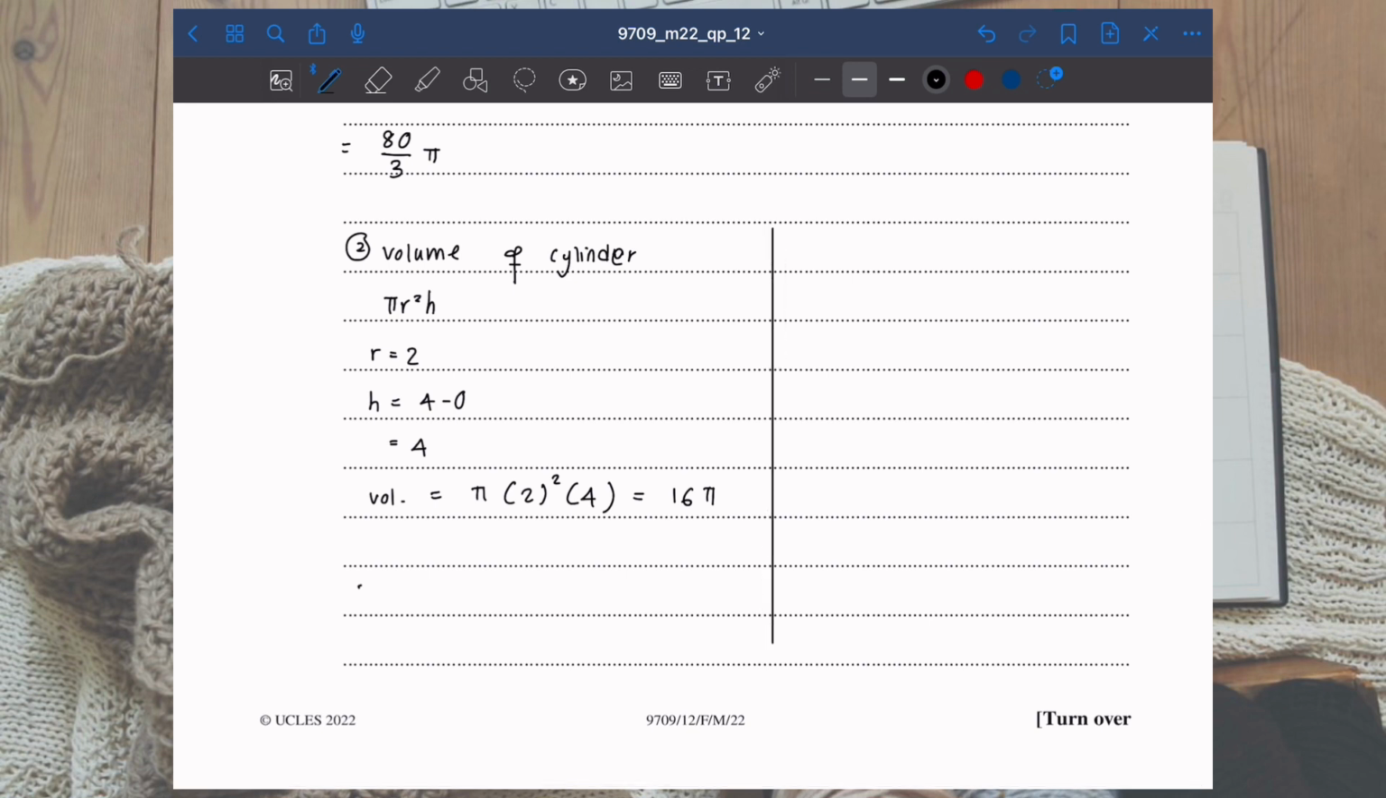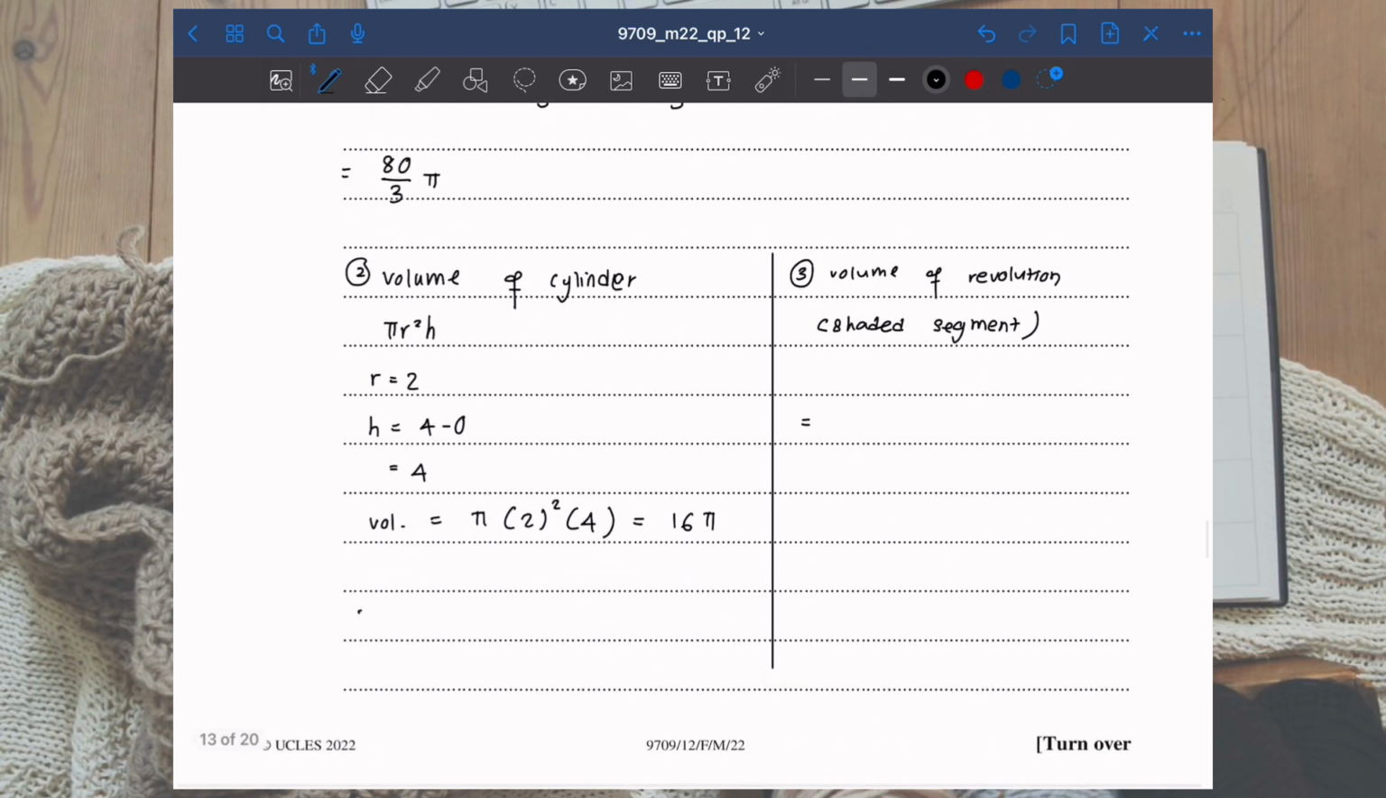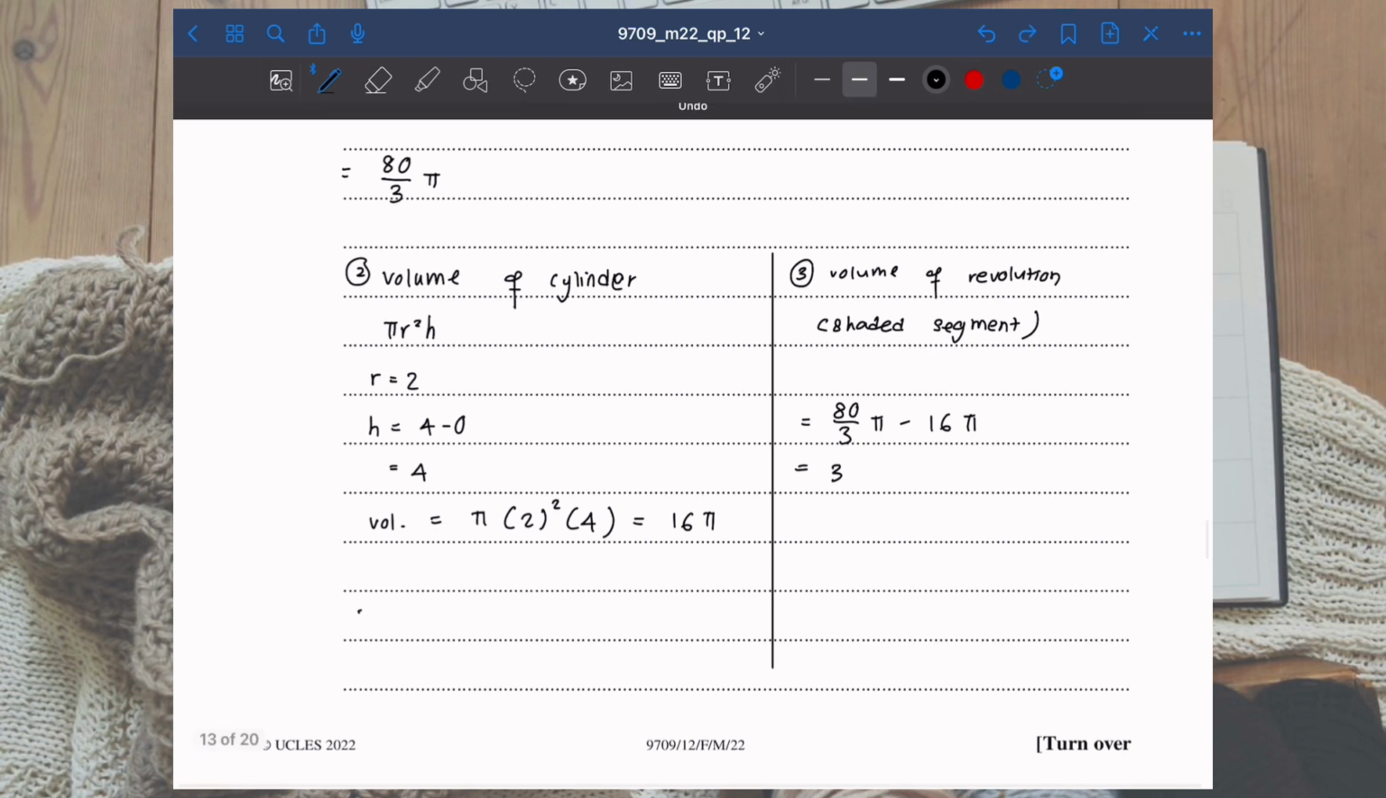So your volume of revolution for your shaded segment will be 80/3 π − 16π, and you'll get 32/3 π.